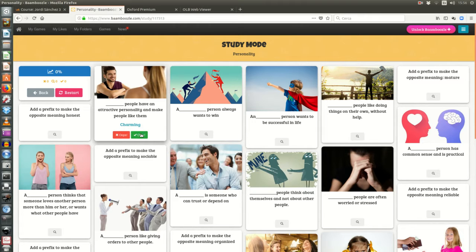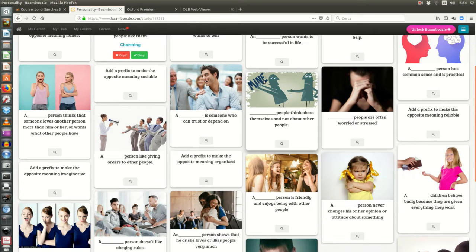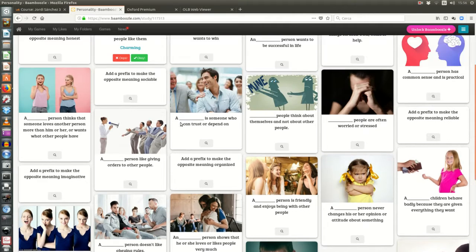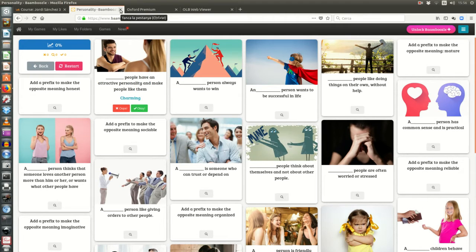If you got it right, click here. Okay, if you got it wrong, click on the red button. So that's it. Basically, this is what you have to do. It's a revision of the adjective we had seen in class. Perfect.